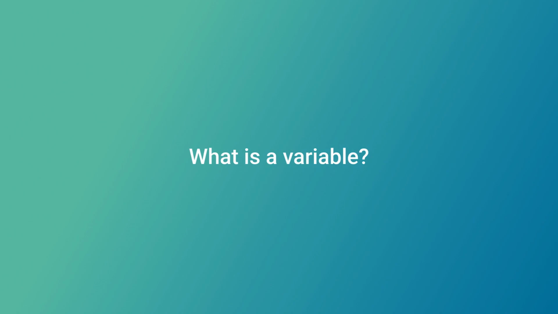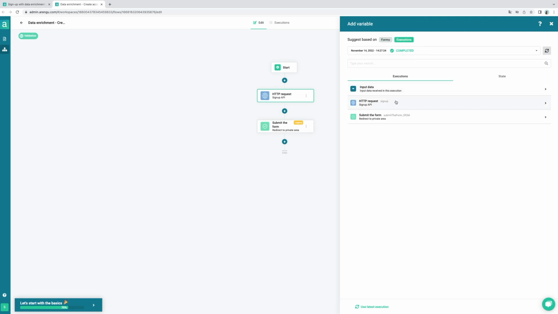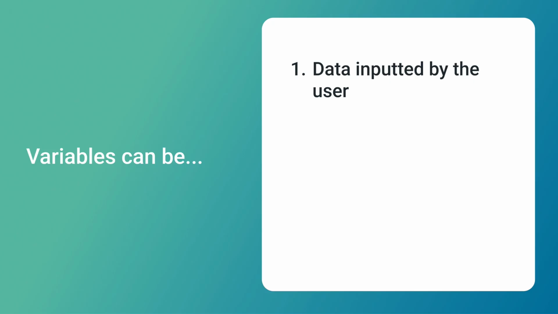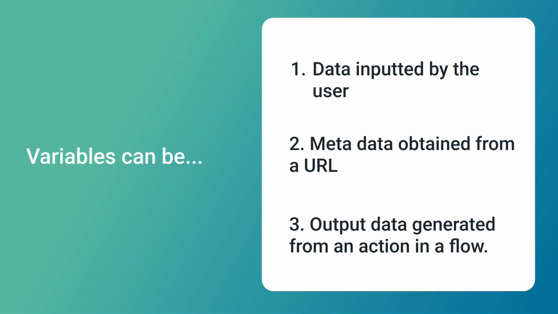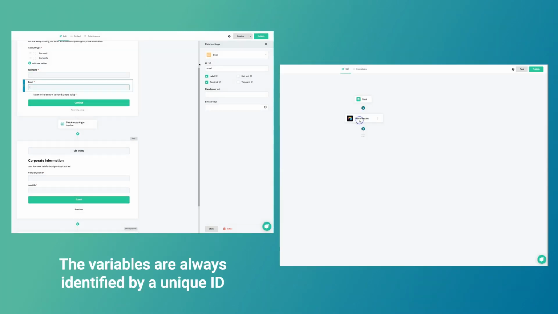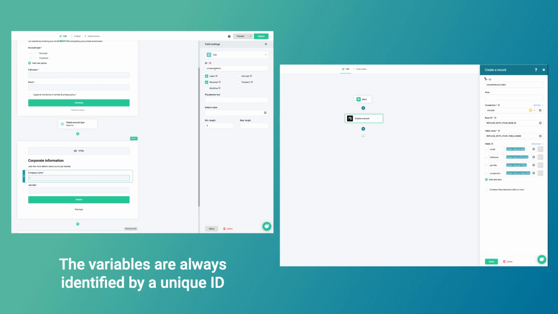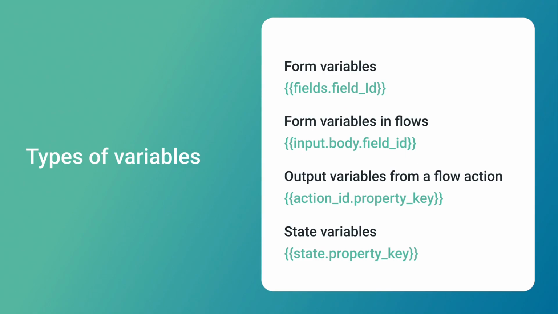What is a variable? With variables, you will be able to connect all the data contained in the forms and in the flows. Variables can be data inputted by the user, metadata obtained from a URL, or output data generated from an action in a flow. Depending on the source of the data, the variables present different syntaxes, but they are all always identified by a unique ID. All variables are written between two curly brackets, and we have several types of variables.